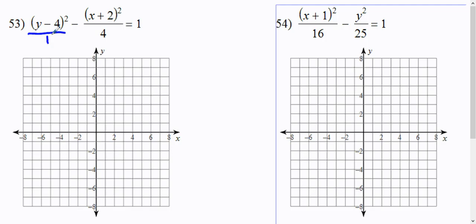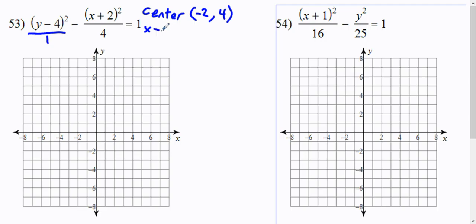Remember, it's over 1 if there's no number underneath your (y minus k) squared. So let's first pull out the center, which is (h, k). And you also need to be careful because h is with the x. So it's not just the order that they're written. You have to take the h that is in parentheses with the x. So that's -2, and the y would be +4.